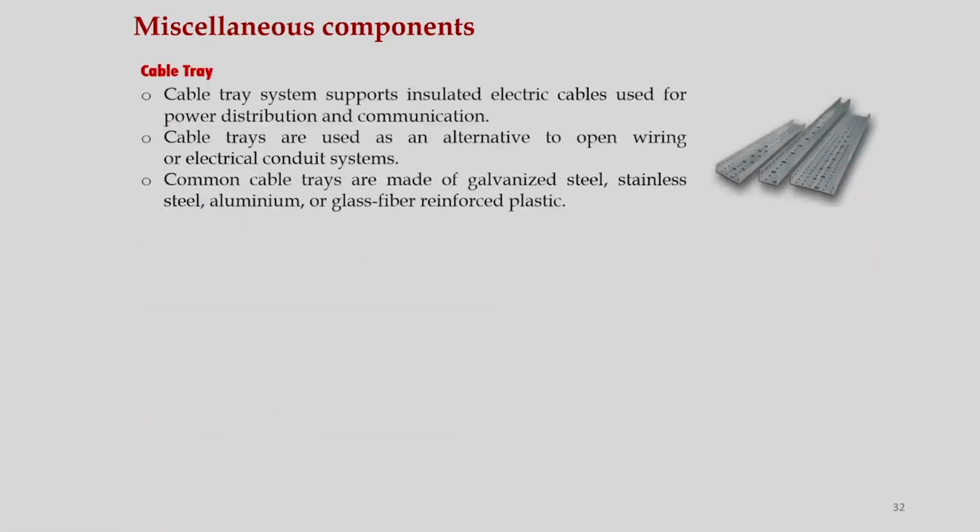Okay? And of course, we need cable trays for installing the PV modules in this grid connected system. This cable tray system supports insulated electric cable used for power distribution and communication, right. So, as you can see, this kind of brackets are used, and then these are holes where, in order to tighten the system, nuts and bolts are provided, and then that will tighten the entire PV system.